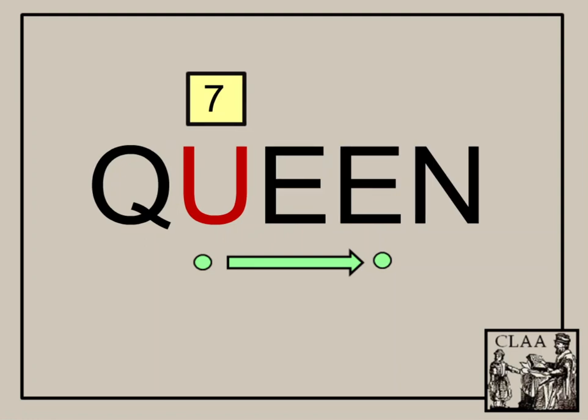Here we have another word where you can see the vowel U comes after the letter Q. We're going to read the vowel U again with the sound of the letter W, W. Let's read this word together. Queen, queen, queen. Did you hear the sound of the letter U after the Q? Queen, queen.